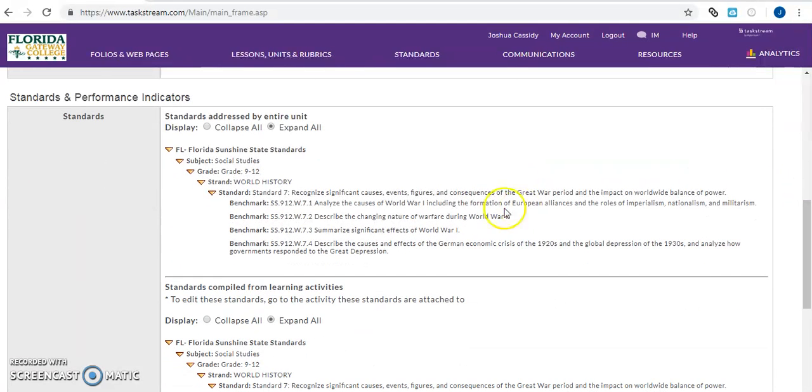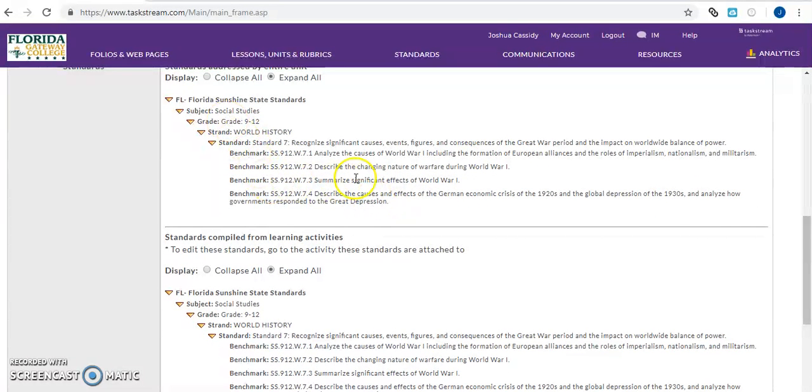For the standards, these are all the ones that will be covered when we talk about World War I, which I'll explain. It's everything that'll come from in there, along with the benchmarks.